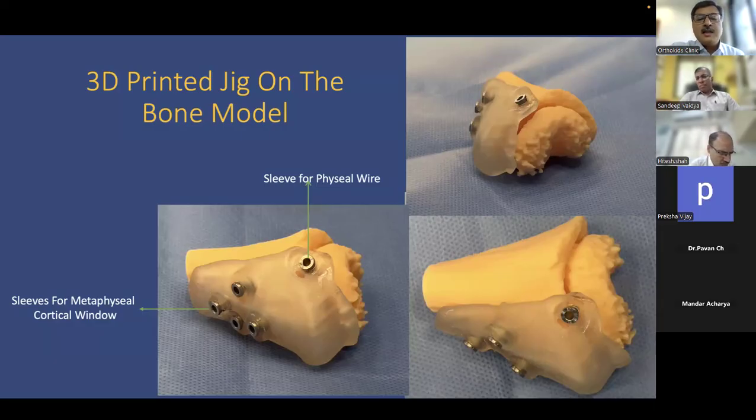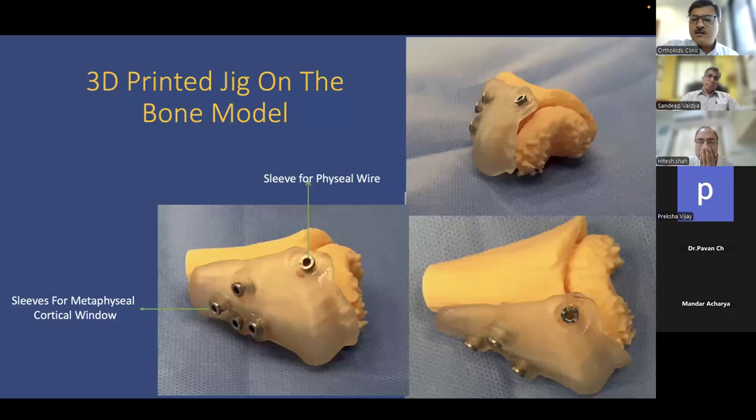Because we need precision, when you put it you don't know whether to place it a little distal or proximal. So we made a reference wire, a reference wire going through the physis, because we can see the physis on the IITV. That's how this was made.